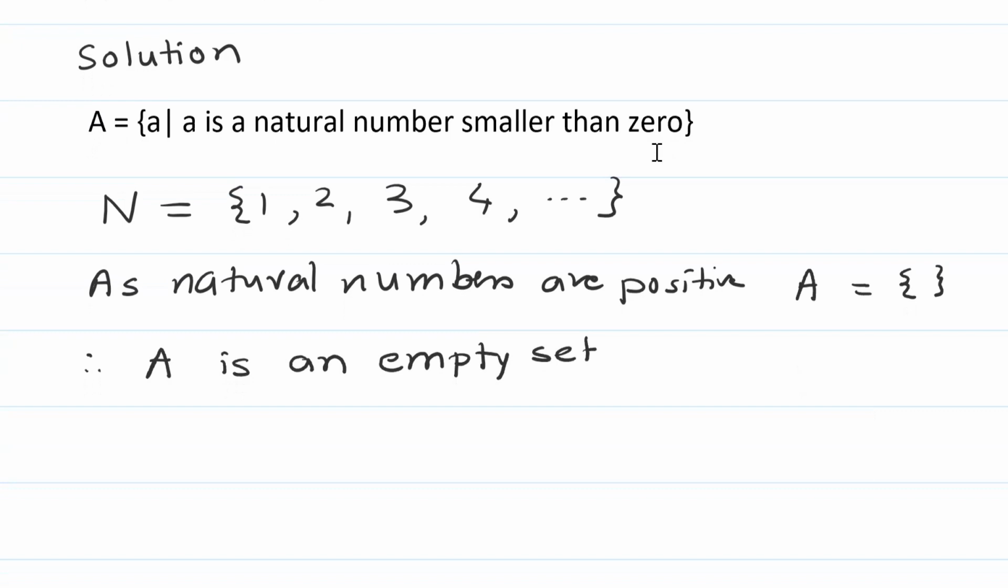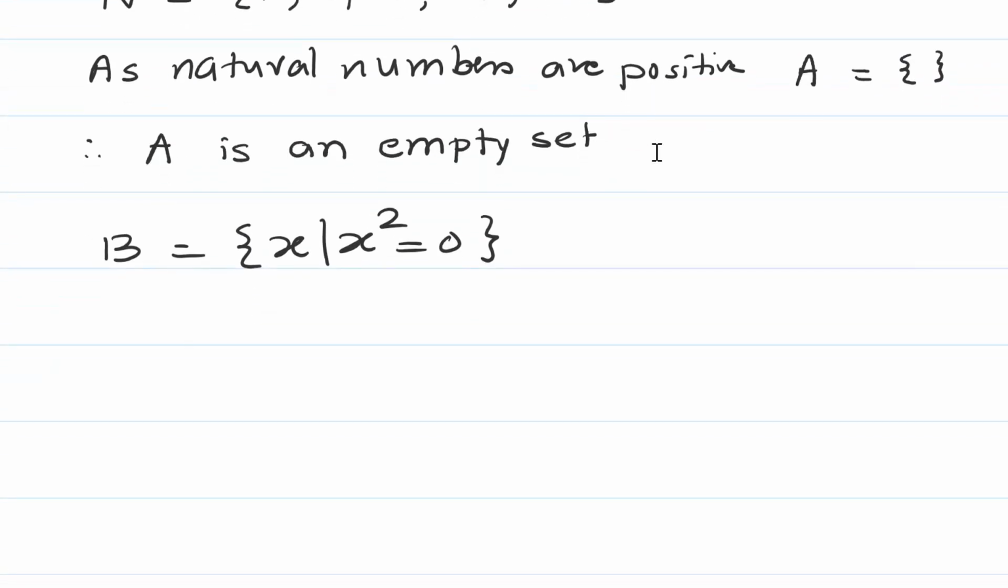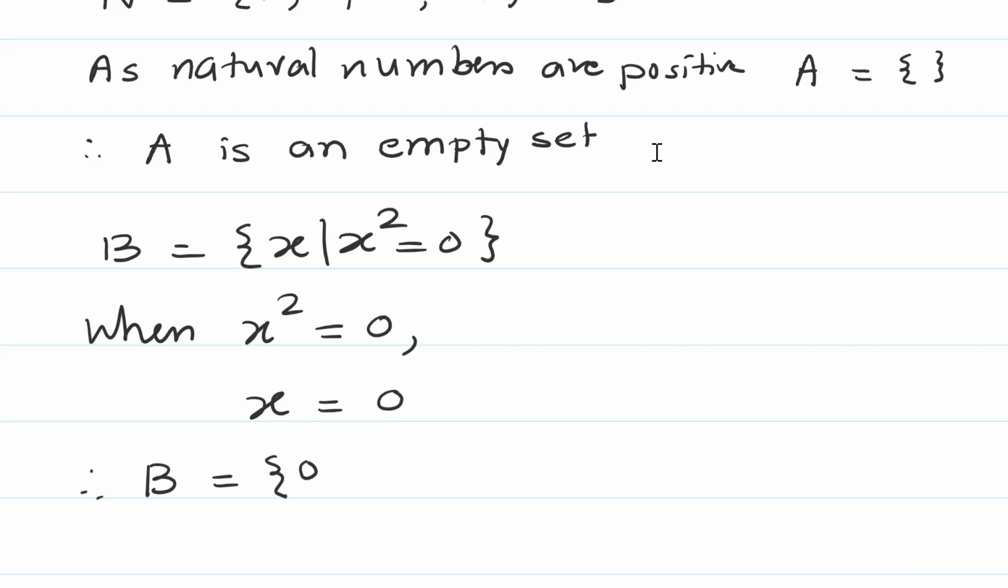Now consider set B. B is the set of all x such that x square is equal to 0. Now when x square is equal to 0, x is also equal to 0. And therefore set B has one element and that is 0. So set B is a singleton set, it is non-empty.